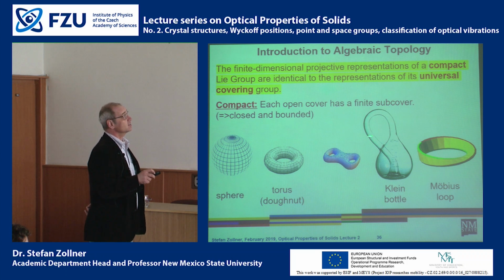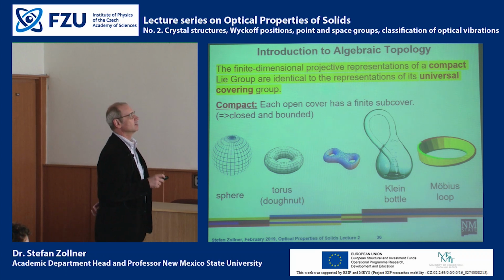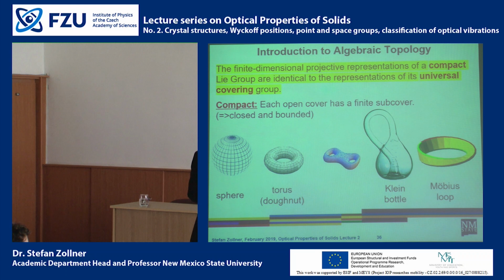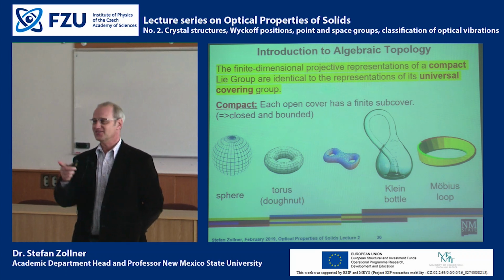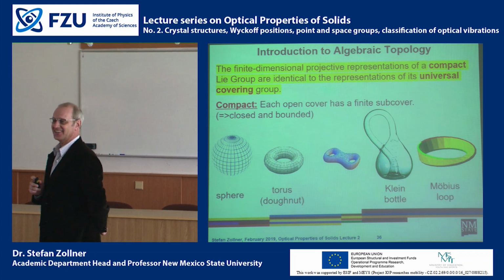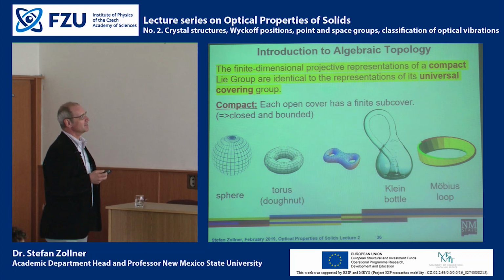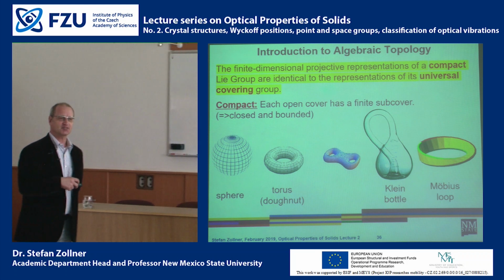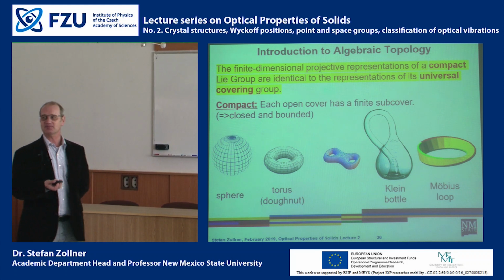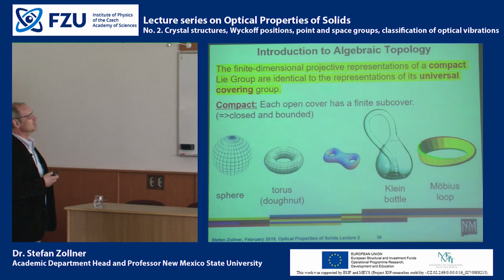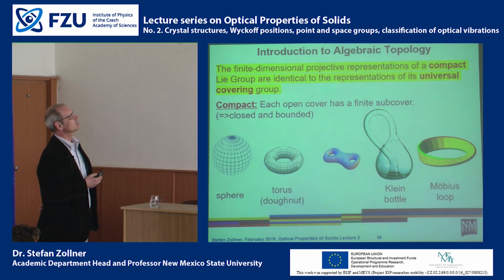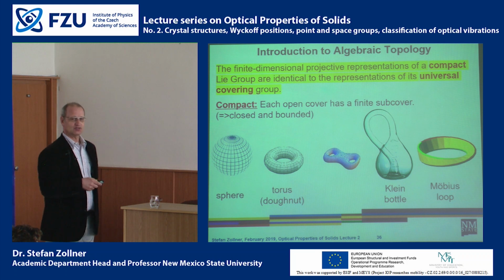The next thing I want to explain is compact. How many of you have had a course on topology? Okay, very good. Since we were in the math department the first year in Regensburg, more than we were in the physics department, many of us took a course on topology. So the word compact is a term that comes from topology, and you can think of it as being closed and bounded.